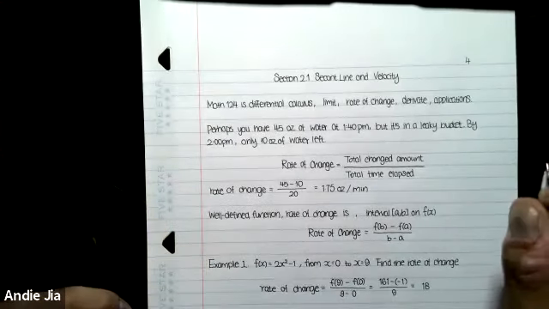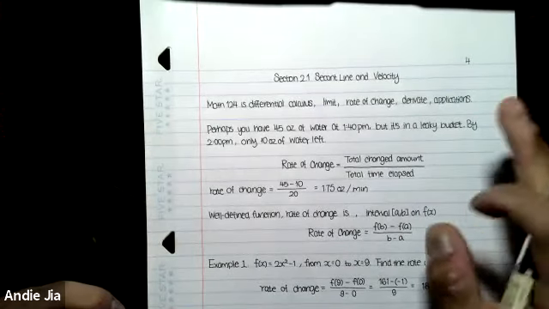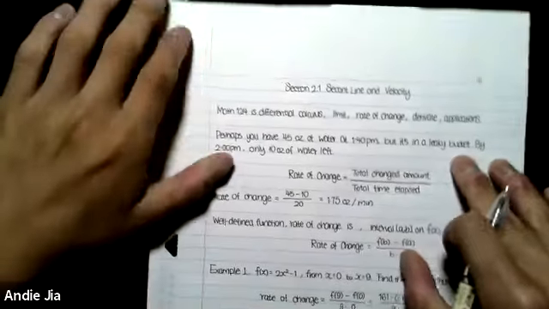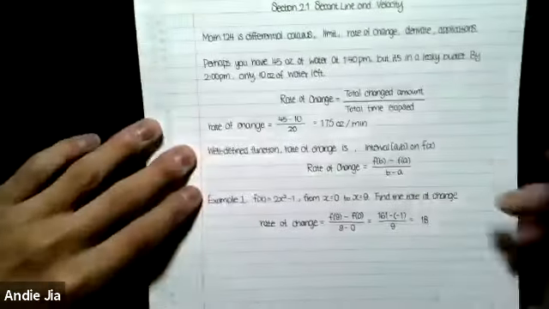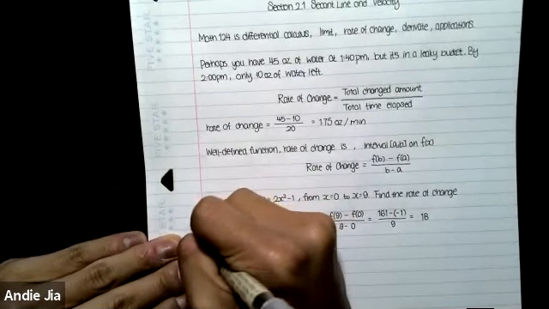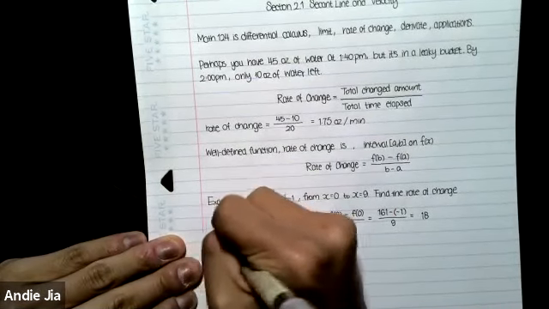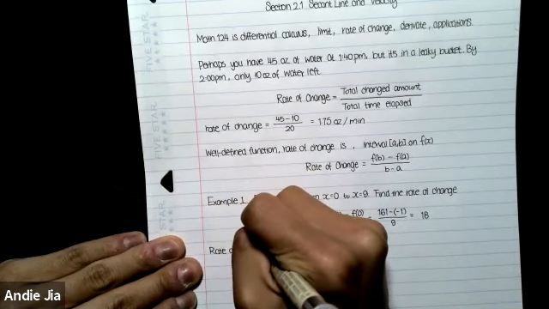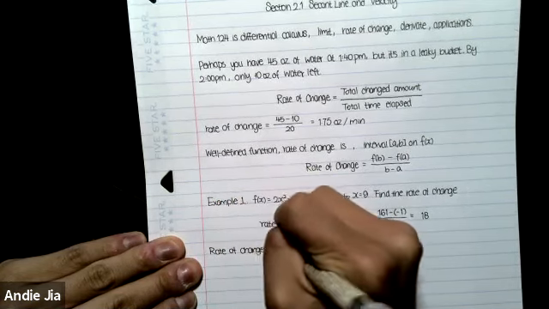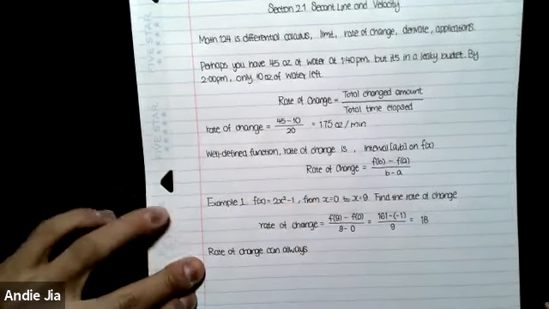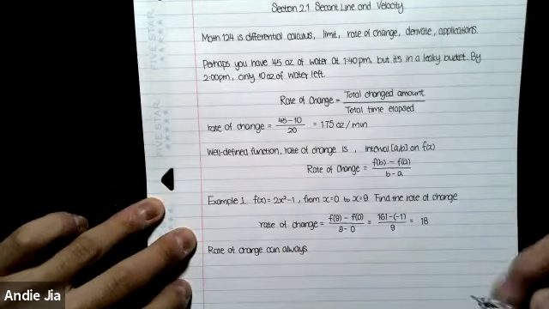And then we can introduce average rate of change. It's the same as average velocity. I always refer to the average velocity.